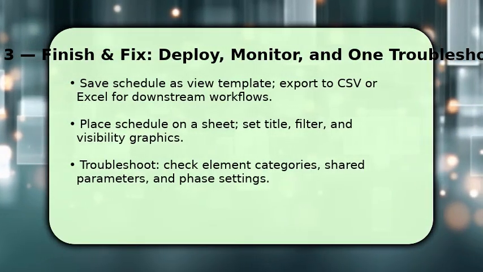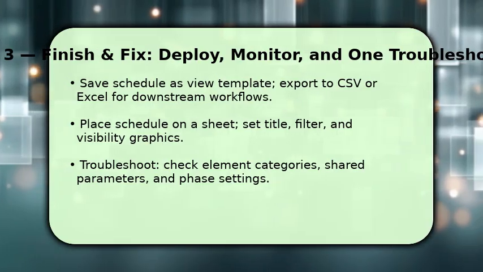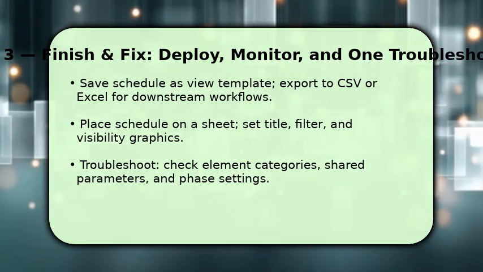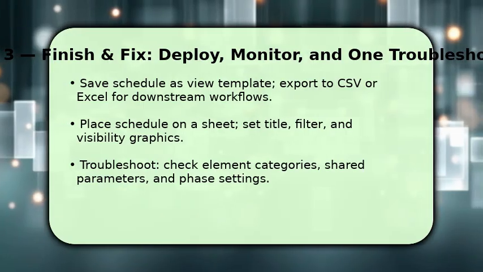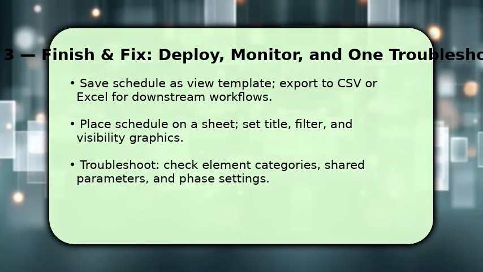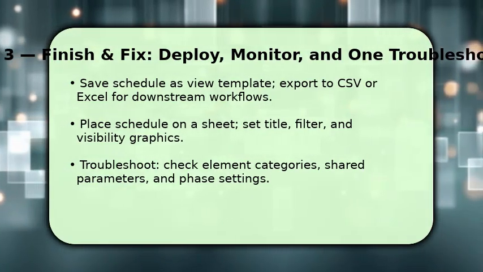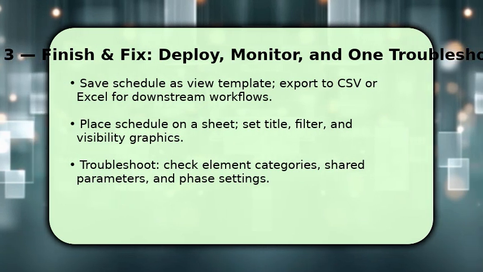If numbers look wrong, first check element categories and whether elements are in the correct phase or workset. Next, verify that shared and project parameters are mapped correctly. If issues persist, reload families or run a model audit before re-exporting.